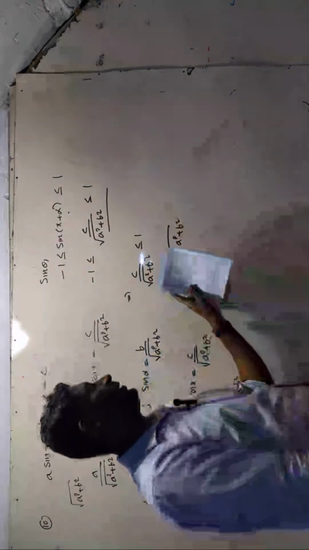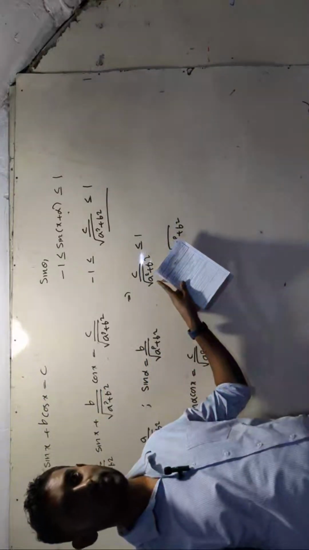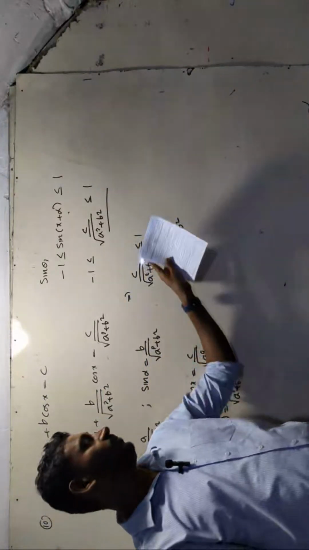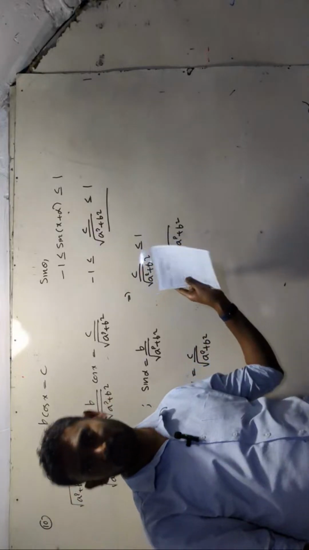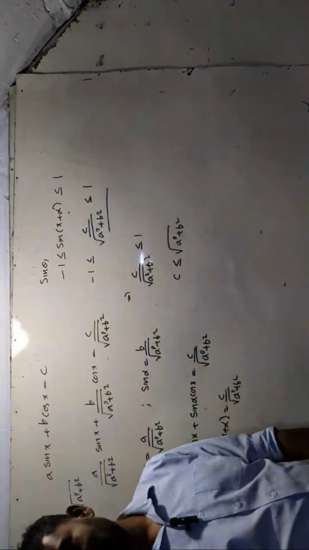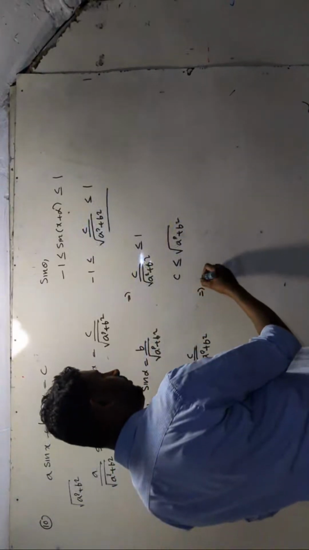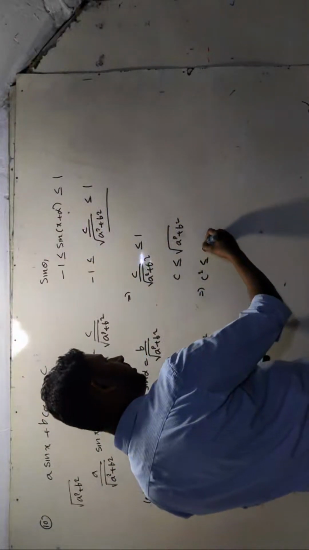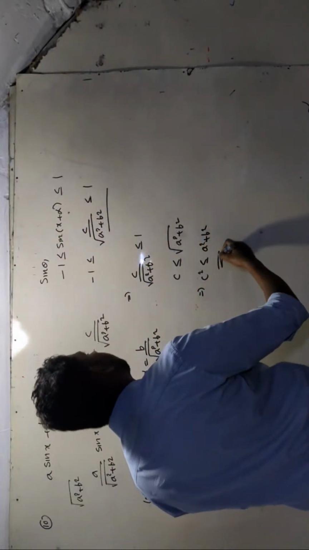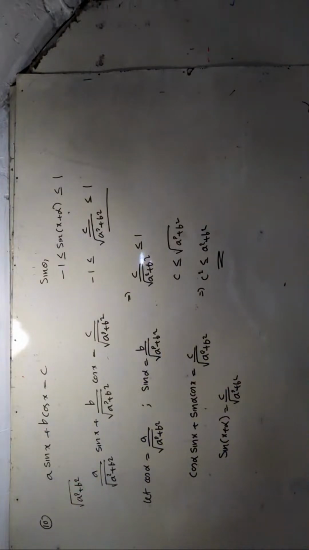Here I multiplied both sides by root A squared plus B squared because that is positive. This is the principal square root of this one, so this is positive, correct? So we can multiply by it just like that. When you square it, C squared is less than or equal to A squared plus B squared. So if this inequality is true, we can say that we can find a real value for x.